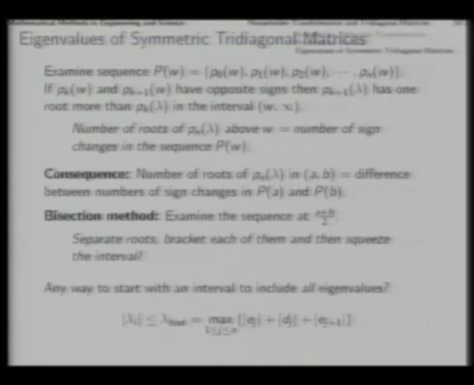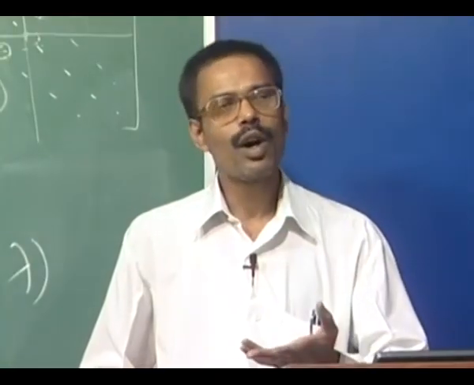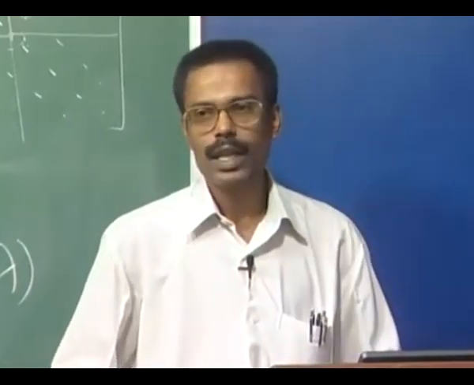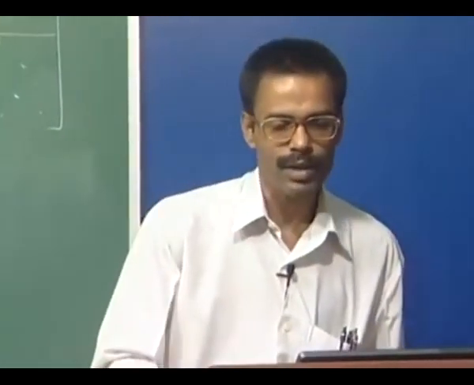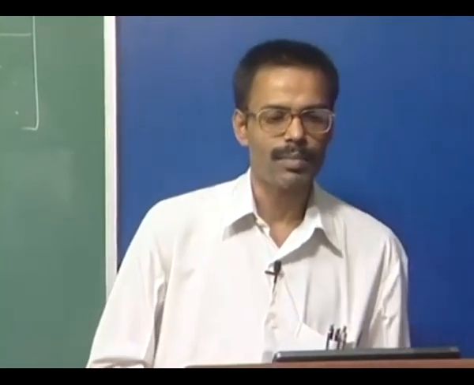So, if you take the initial interval from minus lambda bound to lambda bound, then all the eigenvalues are bound to fall within that. Then you can go on applying bisection to separate the roots and the eigenvalues, and once you have separated them, you can apply either bisection itself or some other root finding process. So, that gives you this algorithm.